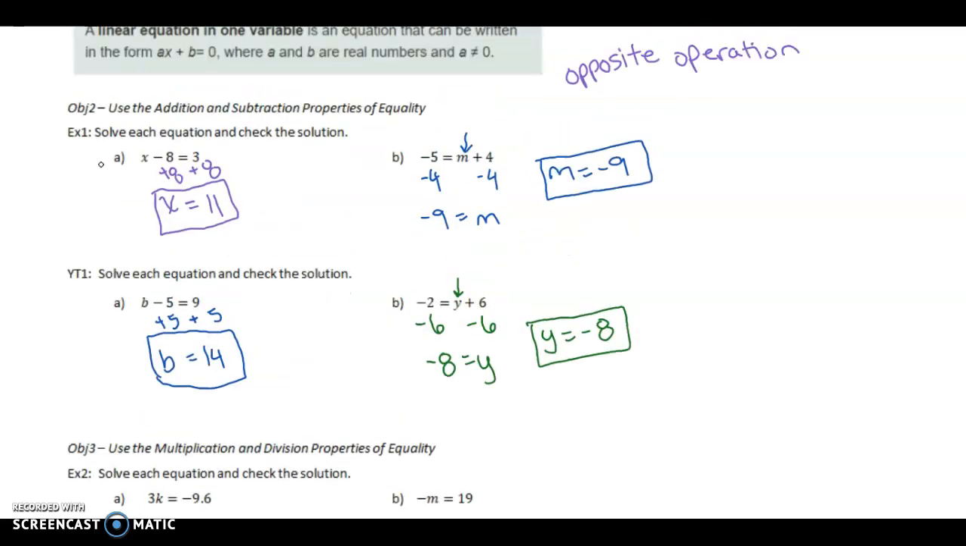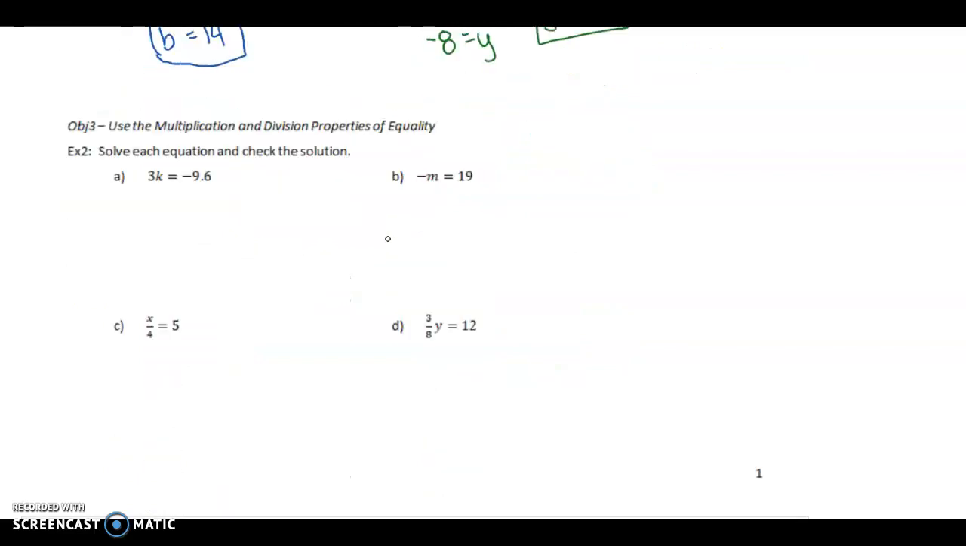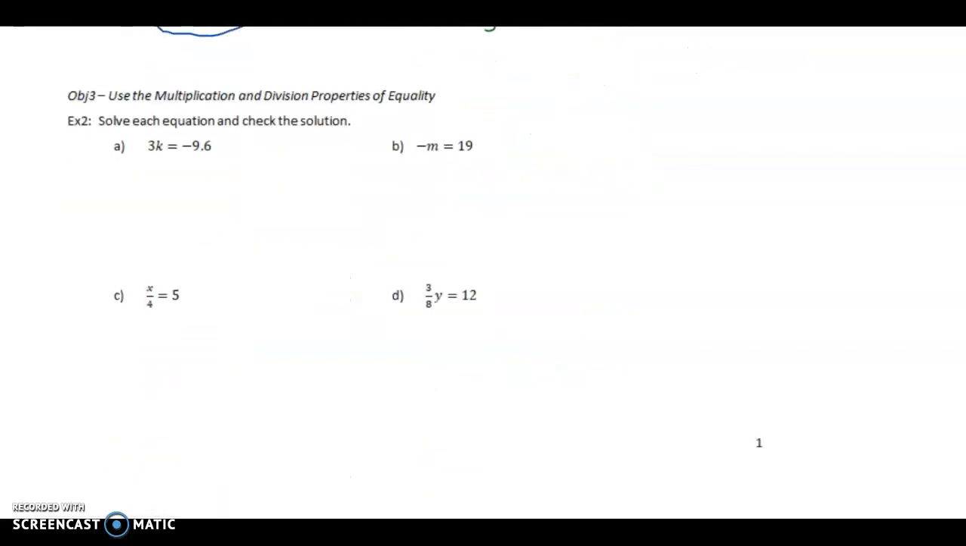So that's adding and subtracting to solve for a variable. The other skill that we're going to use a lot of is multiplying and dividing to solve for a variable. So the multiplication and division property of equality is very similar. If you multiply one side by a number, you have to multiply the other side by that same number. If you divide one side by a number, you have to divide the other side by the same number.